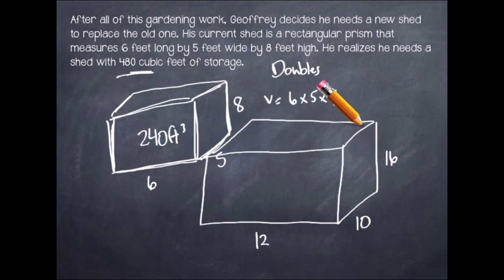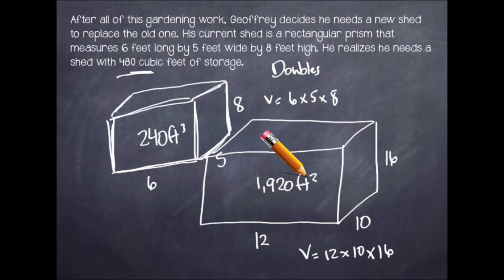Sorry for my overlapping sheds, but hopefully this makes sense. So now I could still find the volume of this. So we'll say that the volume is equal to 12 times 10 times 16. And if we did that, we would get 1,920 feet cubed. So that's big, right? So by doubling each dimension of the shed, we're actually going to get a shed that's 8 times the current size, because 2 times 2 times 2 equals 8, right? We doubled each one of these. 2 times 2 times 2. So now it's going to be 8 times as big.